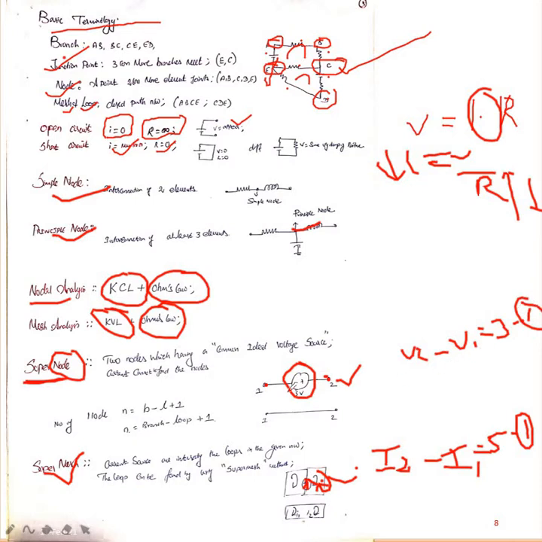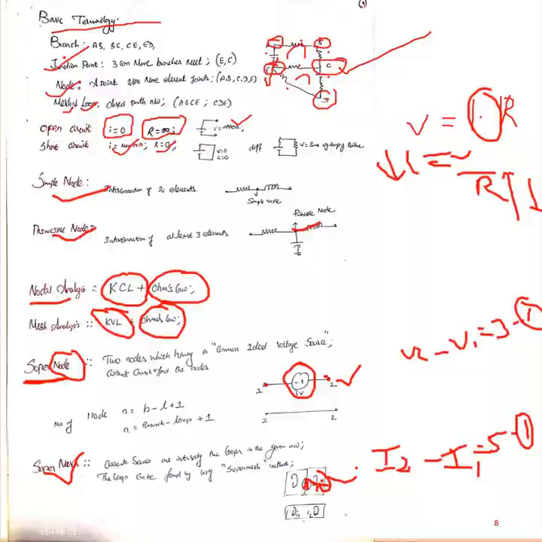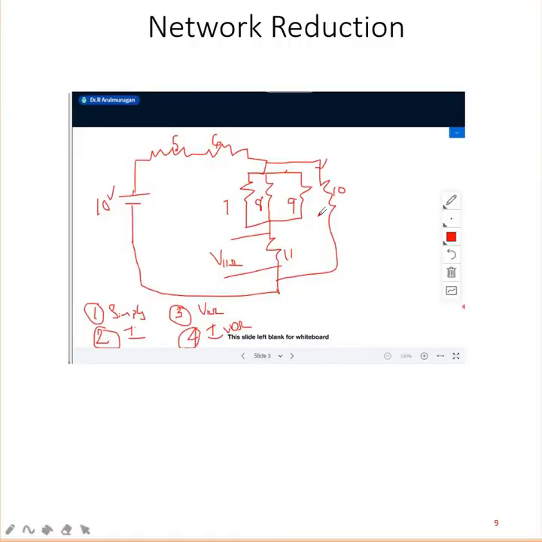Then what is step number 2? Remove the voltage source and connect a short circuit in its place. Remove the current source and make it an open circuit. A current source is an open circuit. Next we will see the network reduction technique, after these analyses.